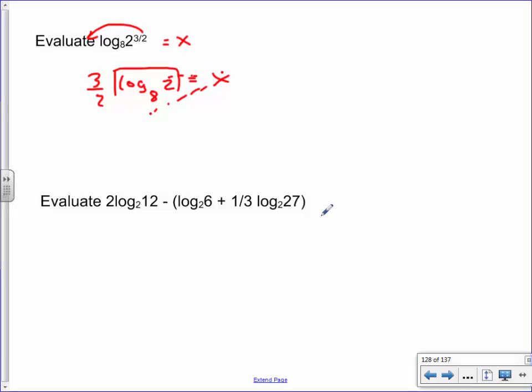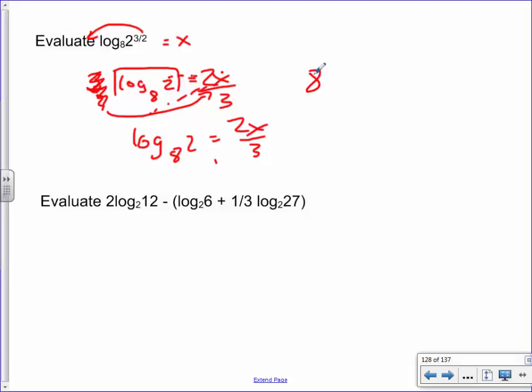Can I do that at this point with this 3 over 2 sitting in front? Not quite. But what I can do is take the 2 and put it up top on this side right here, and I can divide by 3. That makes sense, how I'm bringing the 3 down here. Because now what I'll have is log base 8 of 2 equals 2x over 3. Does that make sense? Now I can try that trick that I showed you last week. So it would be like this. 8 would go to the power of 2x over 3, and it would equal 2.